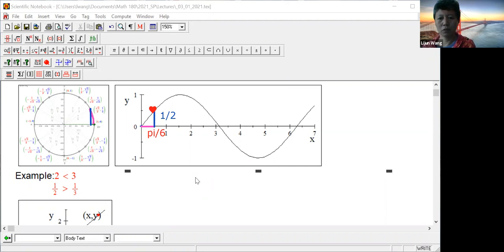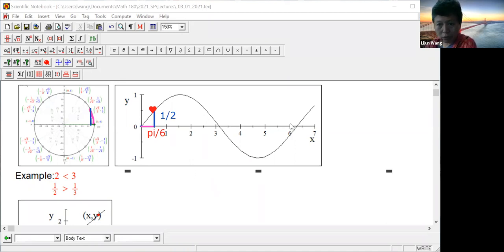I'm confused. Isn't the purple the X value? No. The purple is the arc length on the unit circle corresponding to pi over six. Okay.